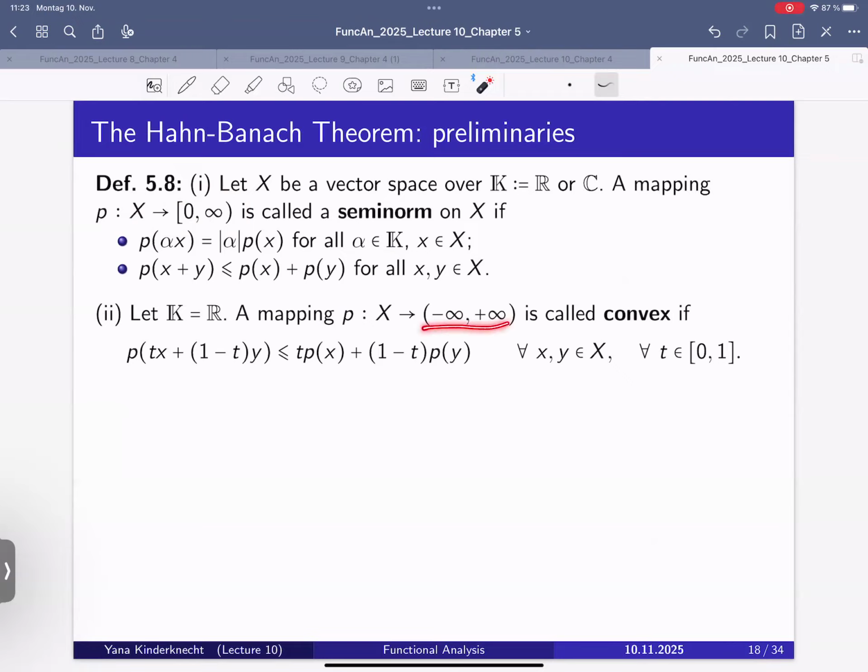The mapping does not need to have positive values. Yeah, also negative values are allowed.